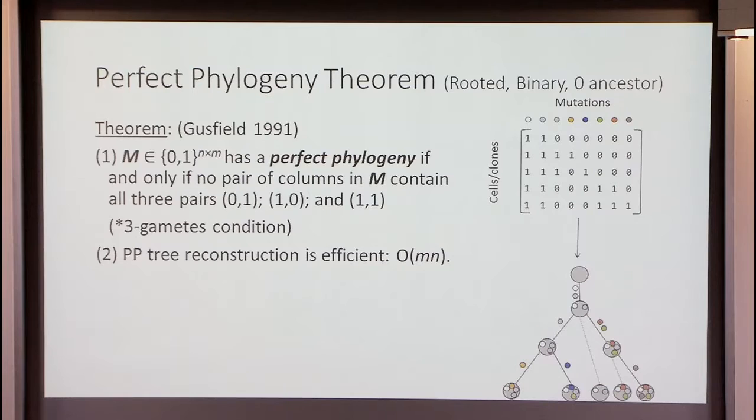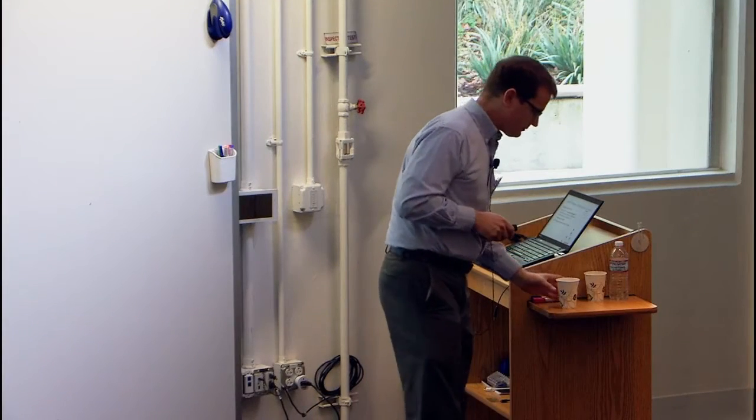Yeah, question. So you're assuming that the mutation rate's fast enough that you get multiple mutations along a branch?